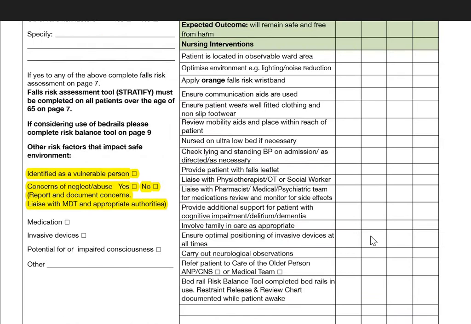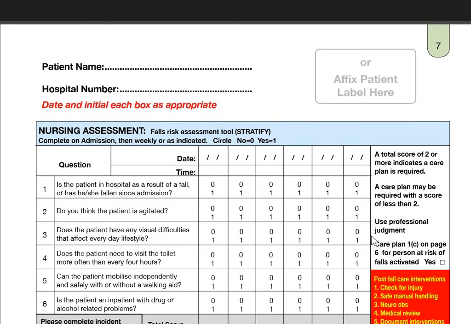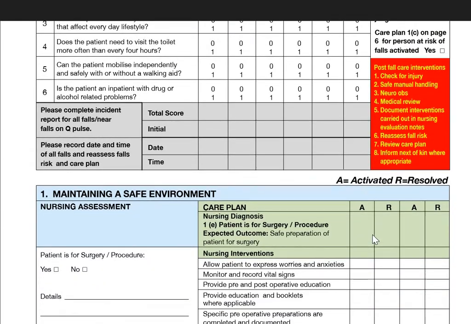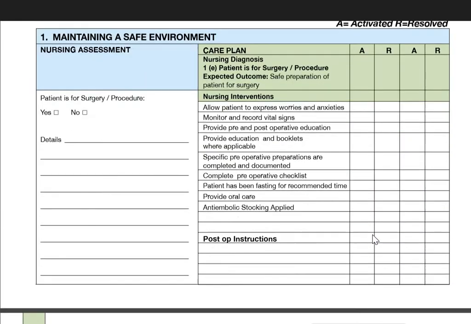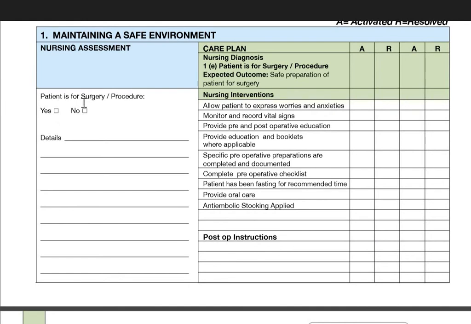So we'll just scroll down to the next part of maintaining a safe environment. That's your falls assessment tool there, but just underneath that is an assessment: is the patient for surgery or procedure? So yes or no. So they may not be for a surgery or procedure on admission, but maybe during the patient's stay you might need to come back here and document, and you can write the details of the surgery or procedure here, and you can activate care plan 1E. Patient is for surgery or procedure. The expected outcome is safe preparation of the patient for surgery.